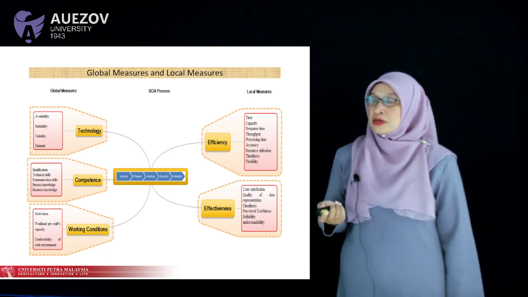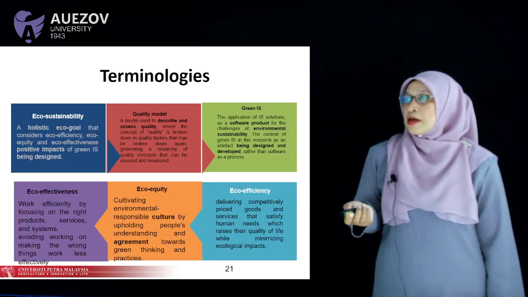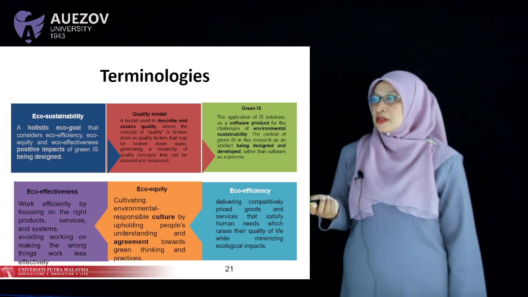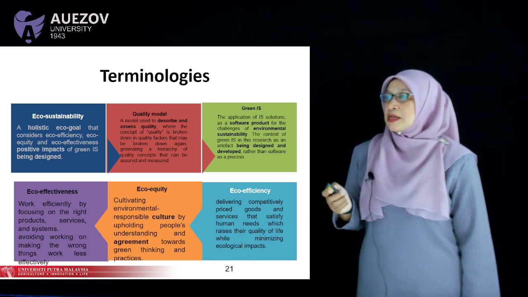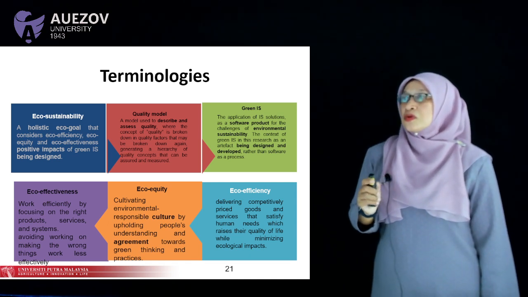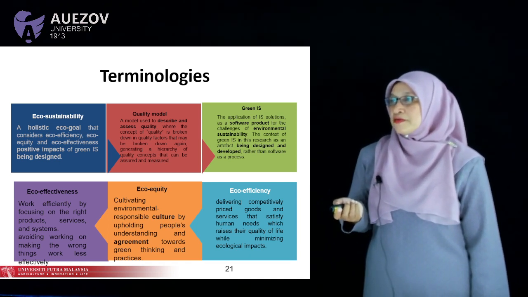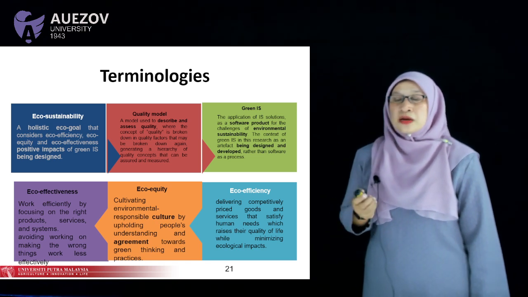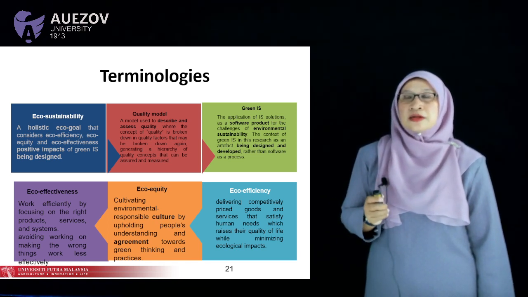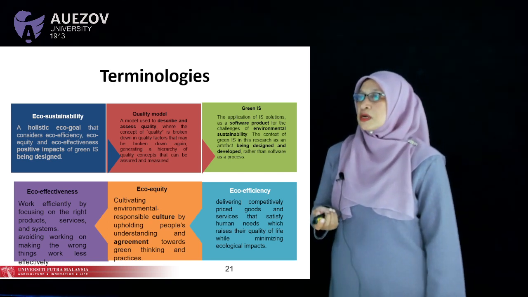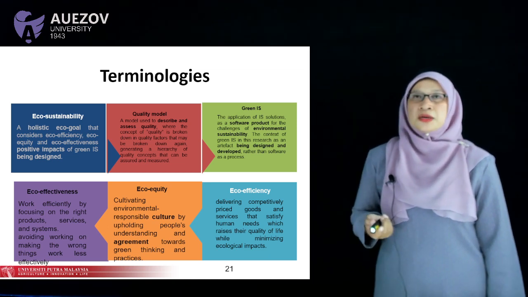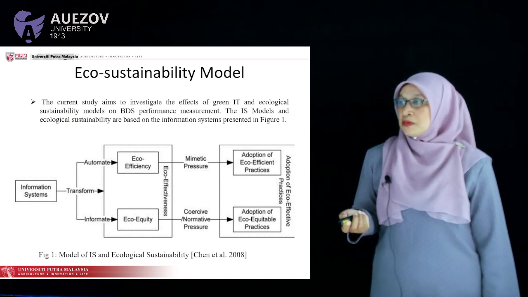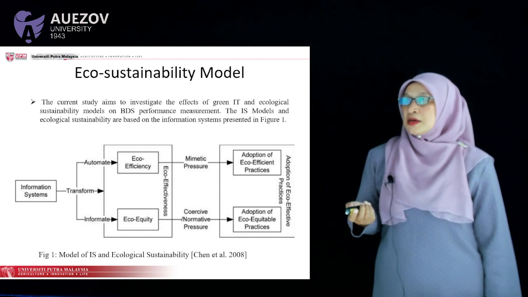This is another related illustration. I did mention eco-sustainability and eco-effectiveness. This represents the sustainability factors. So all these, eco-sustainability, eco-effectiveness, eco-equity, and bio-efficiency, are where we try to go into detail in measuring sustainability. Those are the terminologies that we propose based on our literature. And this is the eco-sustainability model for big data analytics.